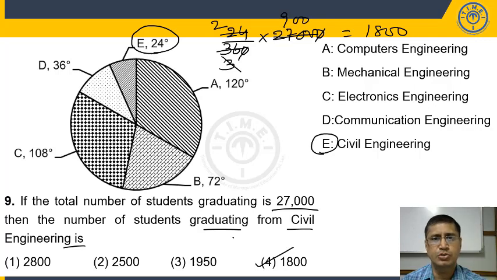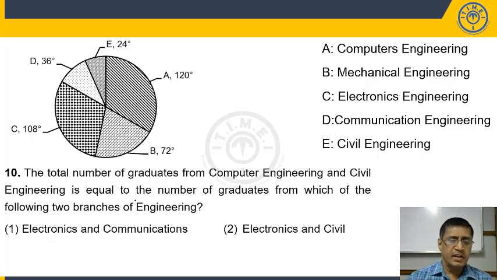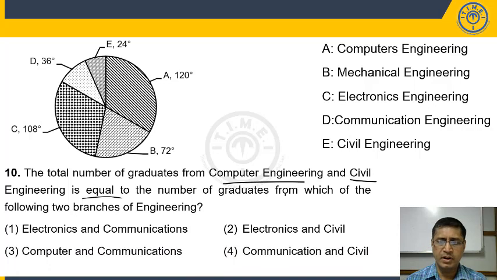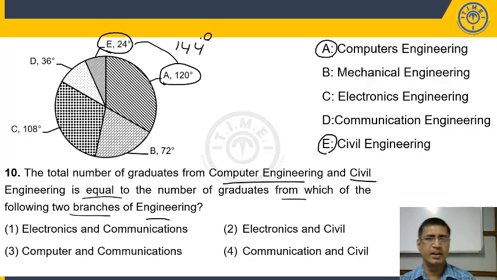Now look at the next question on your screen based on the same information. Now what is the data given here? The total number of graduates from computer engineering and civil engineering is equal to the number of graduates from which of the following two branches of engineering? Computer engineering. Where is the computer engineering? That is the A. And what is the next one? Civil engineering. It is C. It is E, sorry. It is E. So how much is the sum of these two values? Sum of these two values is 144 degrees.